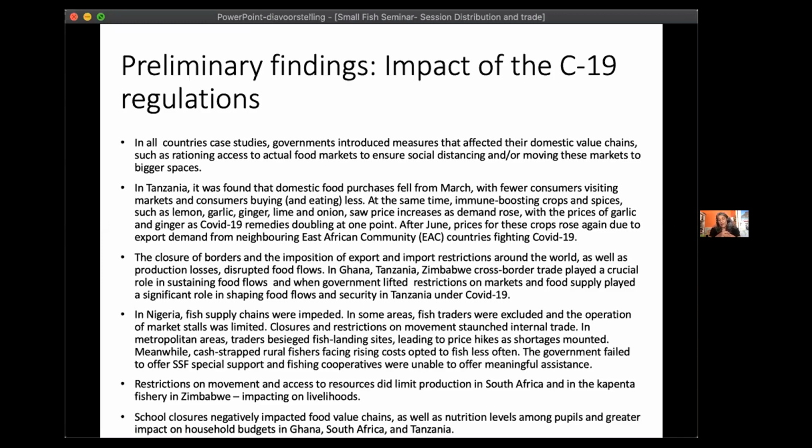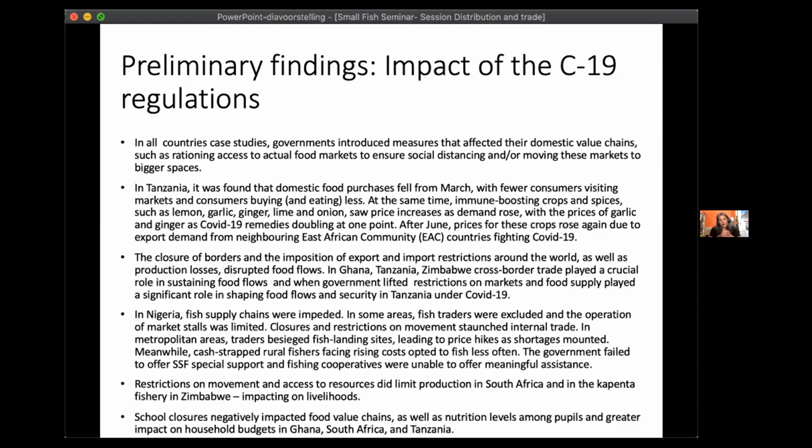At some point, there was more government focus on immune-boosting crops and spices such as lemon, garlic, ginger, lime, and onion, and prices increased as demand rose, with garlic and ginger remedies particularly doubling at one point. So we could see that the prices of crops increased quite particularly during this time.